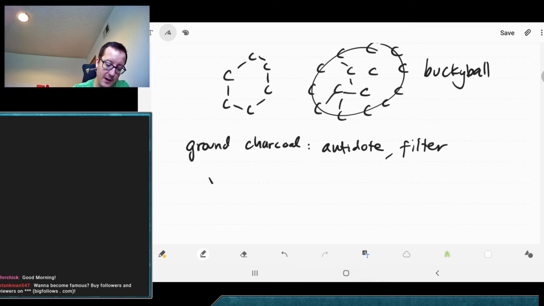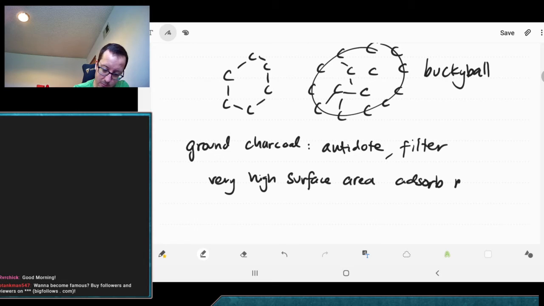Because it's just very high surface area, it can absorb atoms or molecules. So you can use it to remove certain metals from your water. If you have a carbon filtration, like a Brita filter uses a carbon filter using ground charcoal or activated charcoal, and so it just adsorbs, which means it gets things to stick to it. Certain molecules or atoms, and so you can get that as a result.